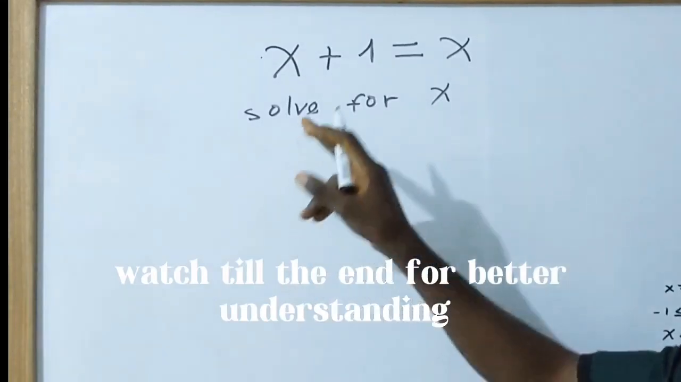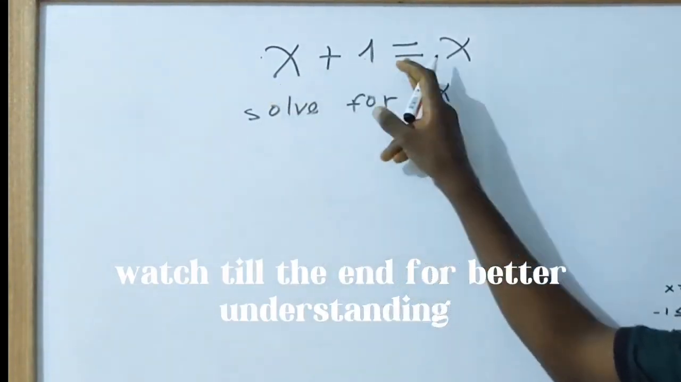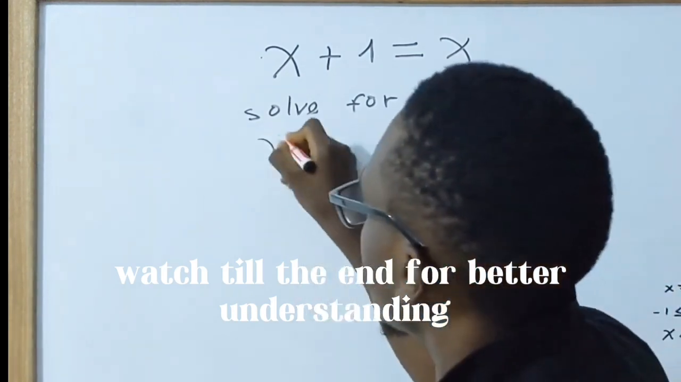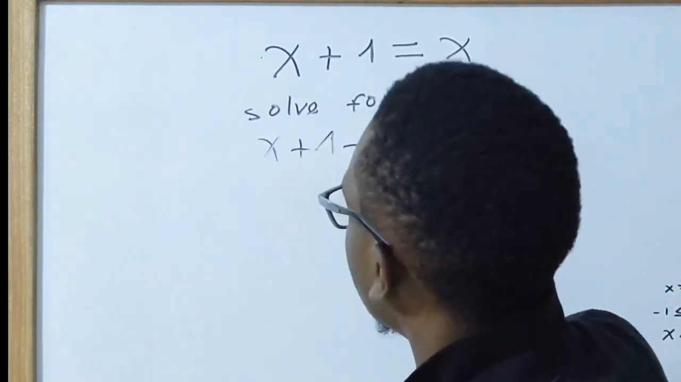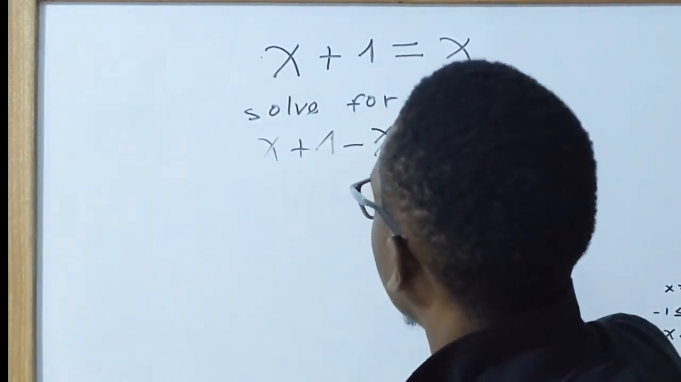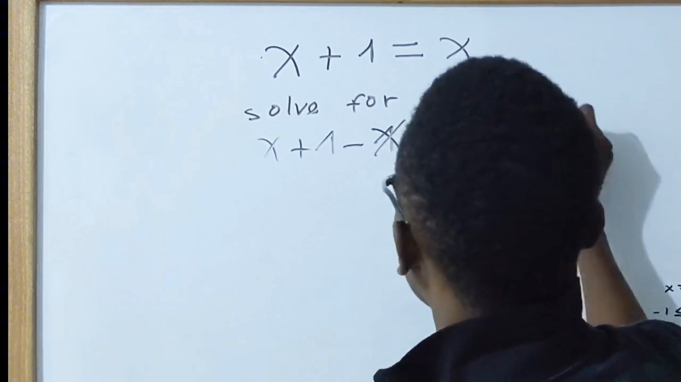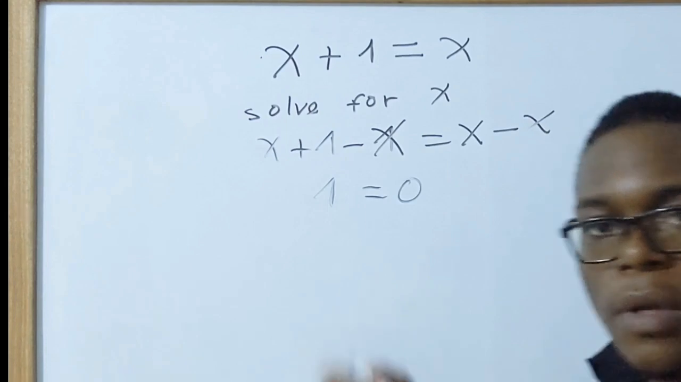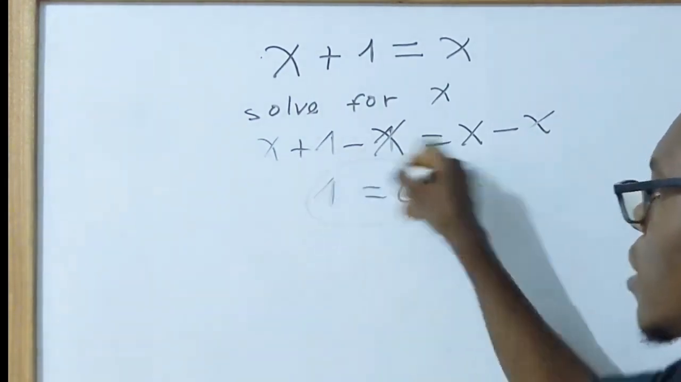If you have this question, for x, you know that x plus 1 is equal to x. Let's solve it. The normal thing we are going to do is subtract 1 here and subtract x here, so x minus x. Hence, at the end, we are going to have 1 is equal to 0. And actually, this is not correct.